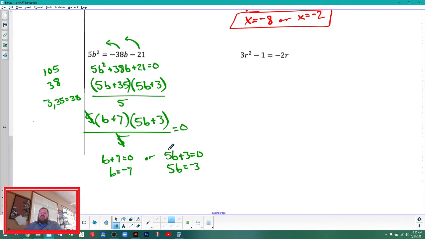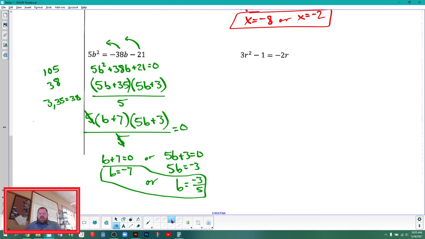There's kind of a quick way to do these, but I'm not a big fan of that memorization way. I do it because it's ingrained in my brain, but I don't necessarily like to teach those memorization techniques. So one of these two things has to be true. Either b has to be negative 7 or b has to be negative 3/5.